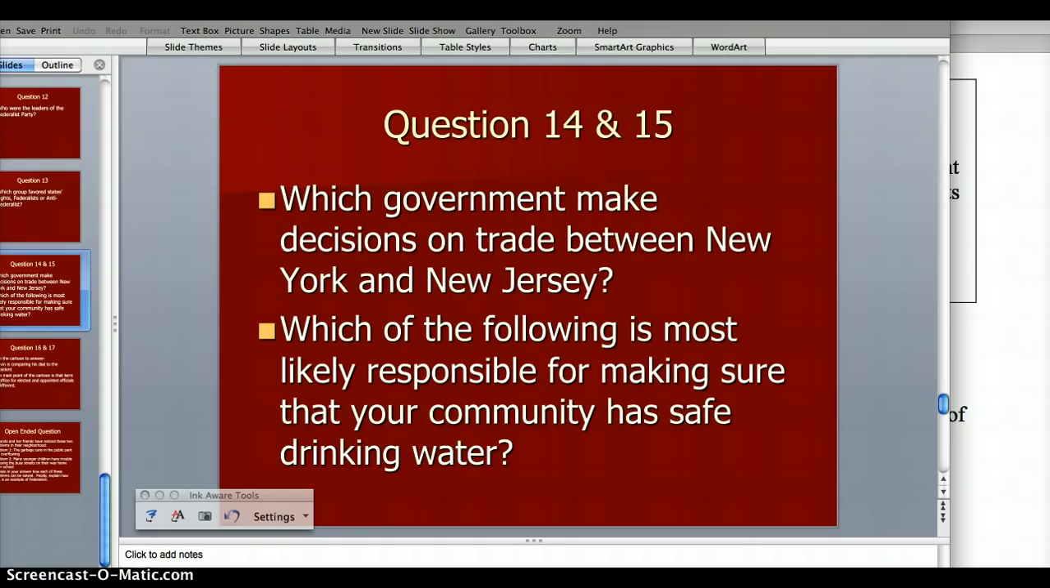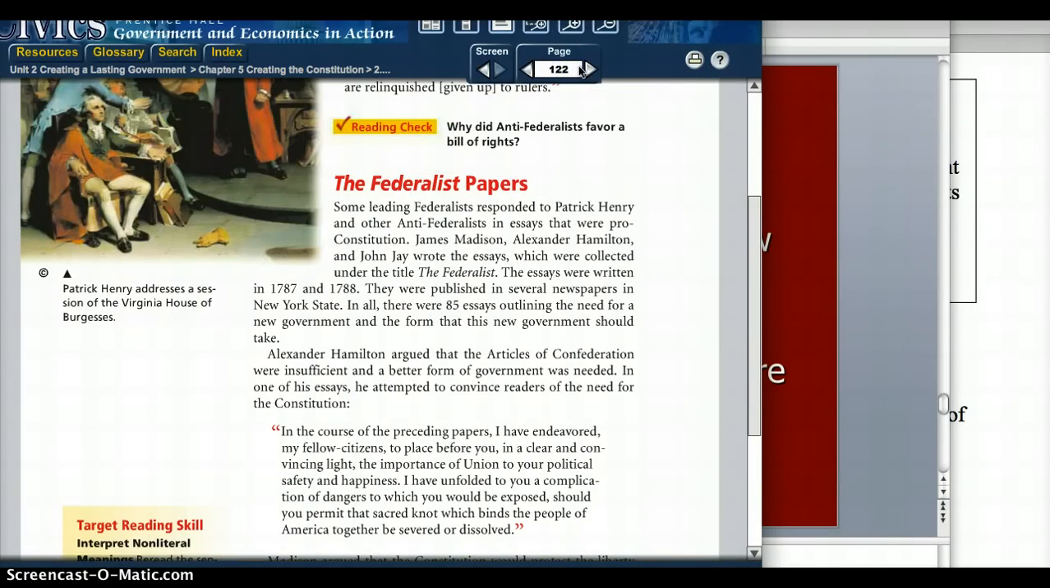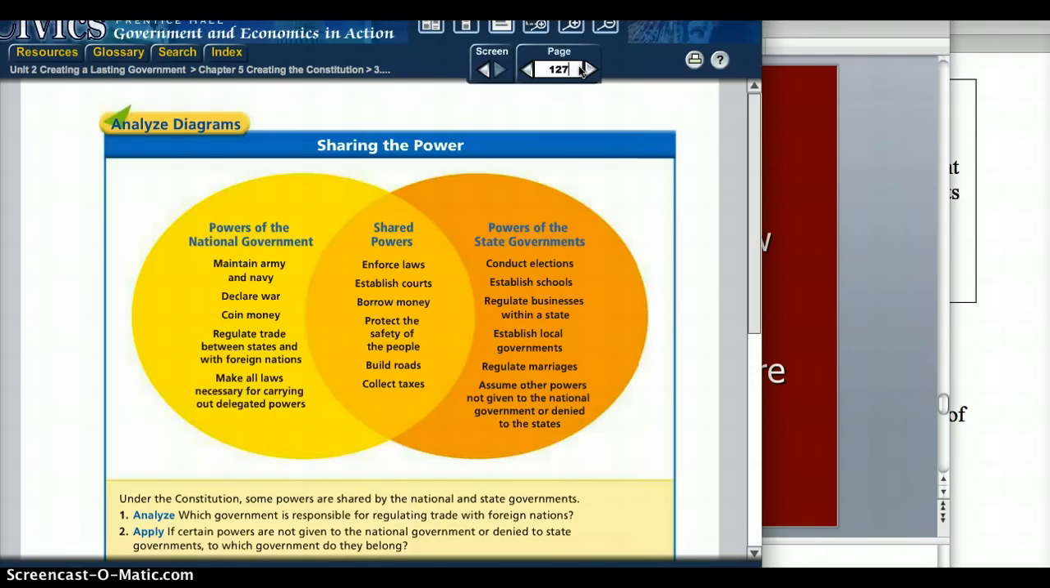Okay, questions 14 and 15. Which governments make decisions on trade between New York and New Jersey? And which of the following is most likely responsible for making sure that your community has safe drinking water? So your choices would be state, national, or local. And again, you're going to go back to the handouts that you have from class or your book, page 127. So you're going to use this to figure that out.